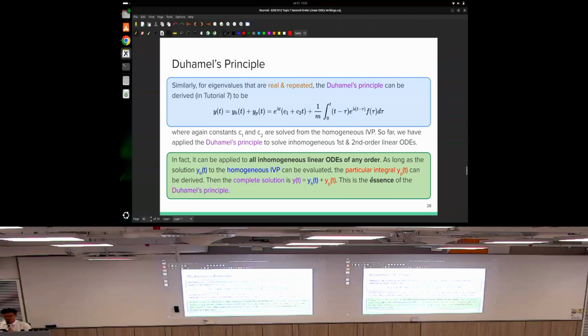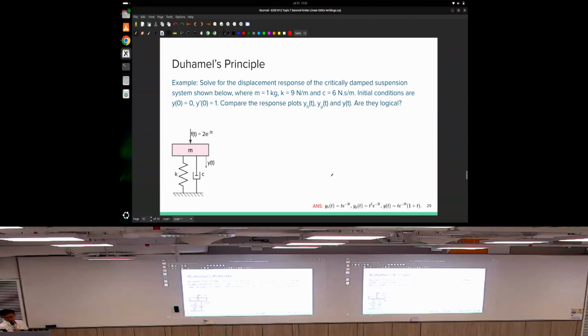It's called the essence of the Duhamel's principle. This one I repeat like 10 times already. The essence of the Duhamel's principle is that it can be used to solve all inhomogeneous linear ODEs of any order, including PDEs that you will learn in Math 3. As long as your solution to the homogeneous problem can be evaluated, then you can also write down the particular integral, like what we have done for the 3 types of eigenvalues. Now we are going to go through this example and probably call it a day.